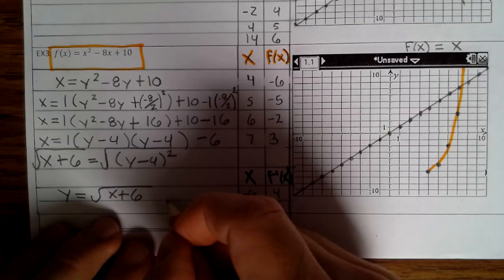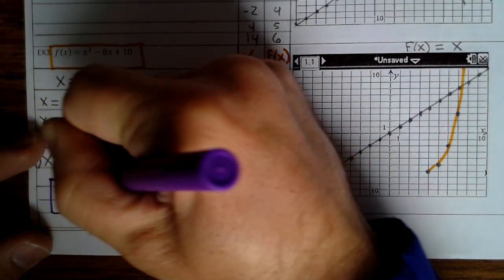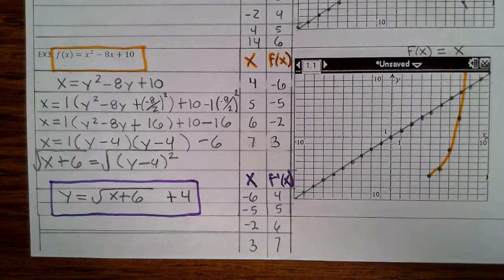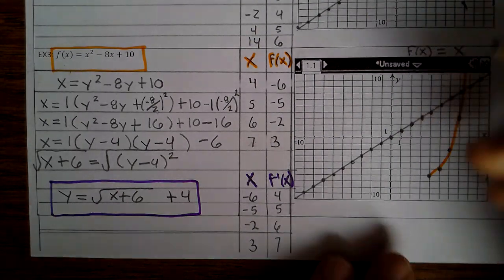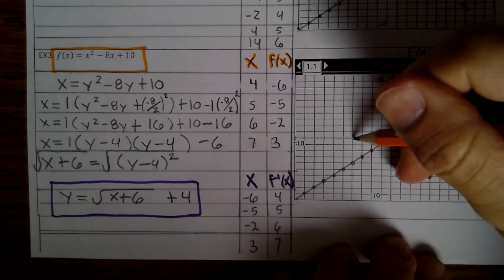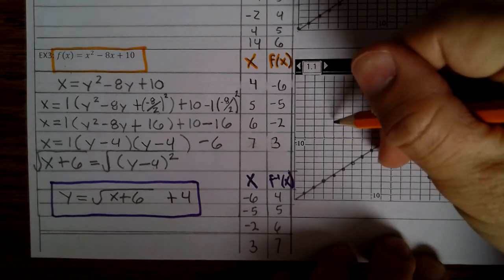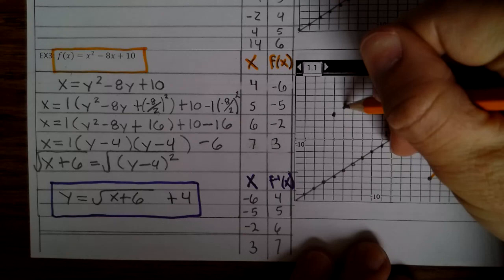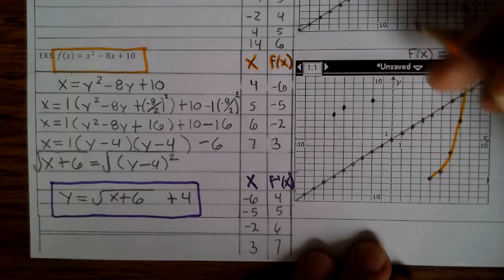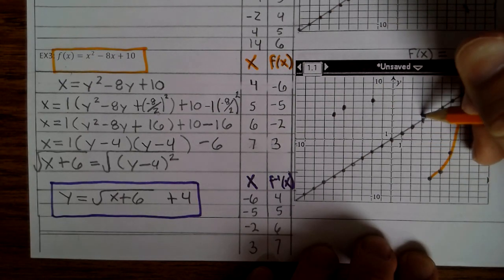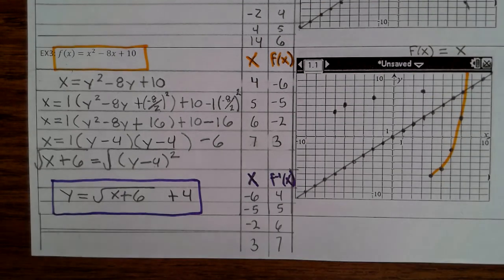So point negative 6, 4. Negative 5, 5. Negative 2, 6. And 3, 7. Okay, you can see here that these reflect over the f of x equals x line, so they're inverses.